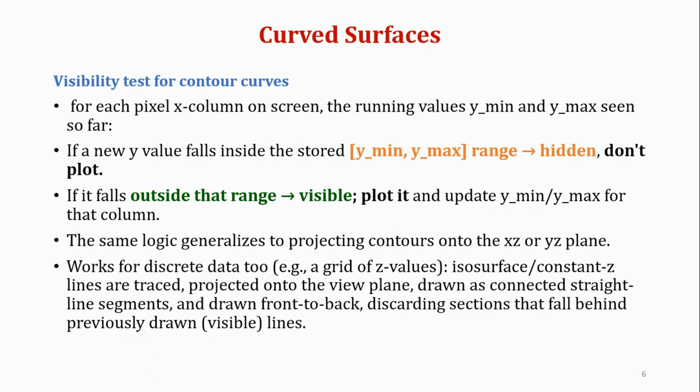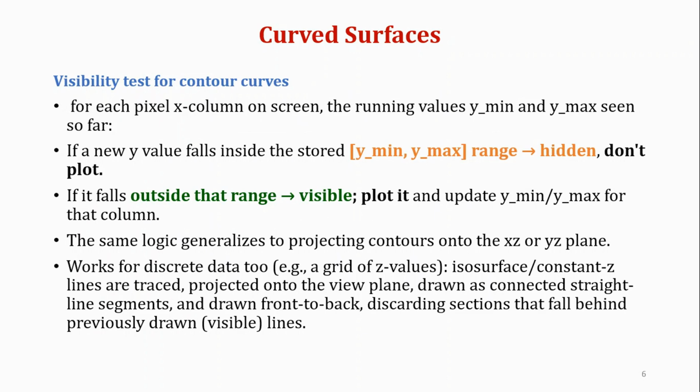Okay. So if it lies between y minimum and y maximum, it is hidden, so we do not need to plot it. If it is outside the range of x minimum, y minimum, y maximum, then definitely it may be visible, so you can plot that point. So this is an efficient technique that allows hidden line removal for contour plots.